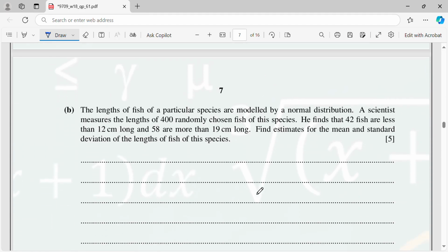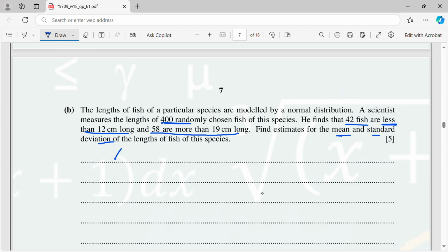Now part B. The lengths of fish of a particular species are modeled by a normal distribution. A scientist measured the length of 400 randomly chosen fish of this species. He finds that 42 fish are less than 12 centimeters long and 52 are more than 19 centimeters long. Find estimates for the mean and standard deviation for the length of the fish of this species.